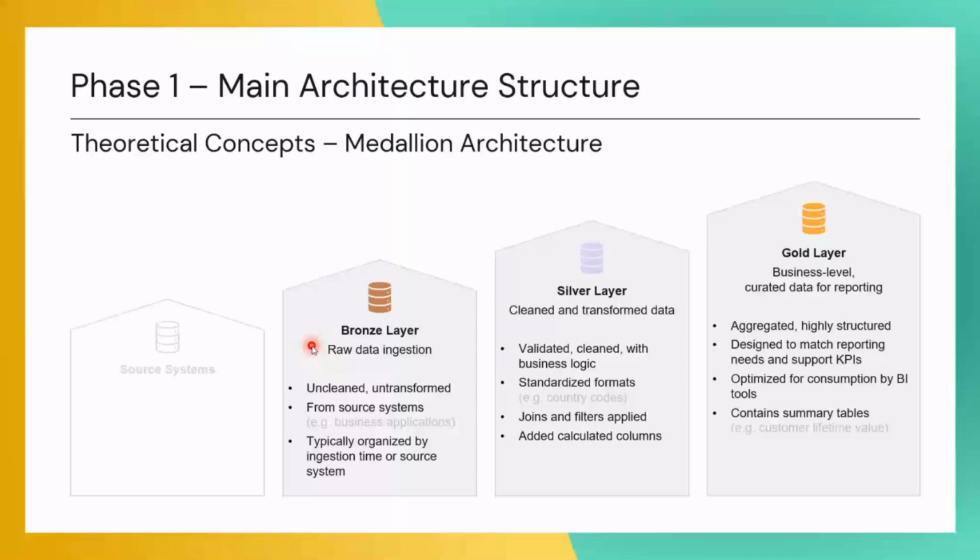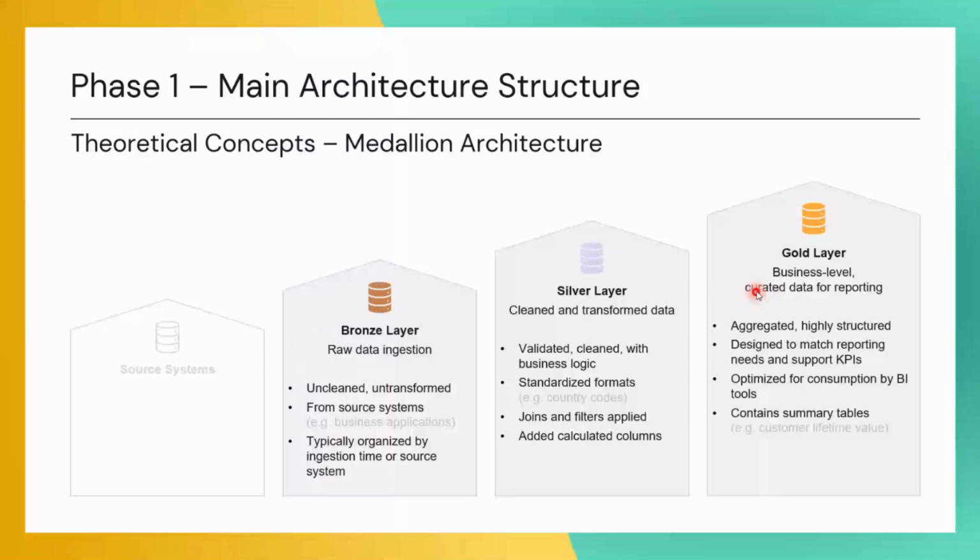Second is the silver layer. When loading the data from the bronze layer to the silver layer, we apply all the business logic, joins, filters, and validations. The data is standardized in terms of formats, codes, and names. A good example is a date format or country codes that might vary from system to system. We also have error handling or add more information through calculated columns. This layer then becomes the foundation for possibly multiple downstream use cases.